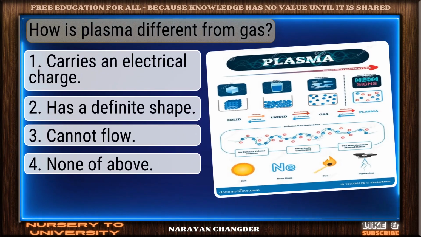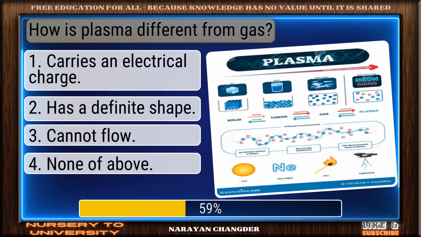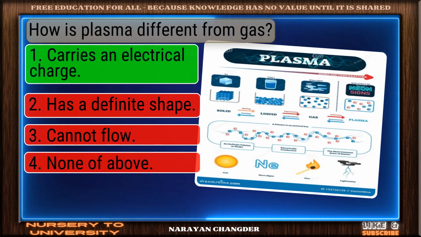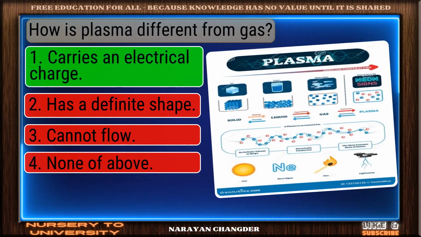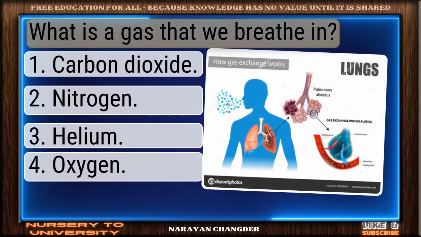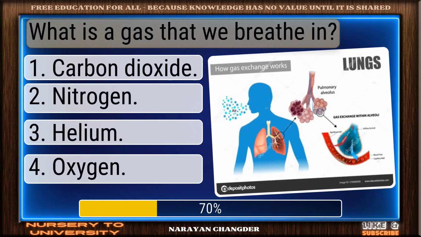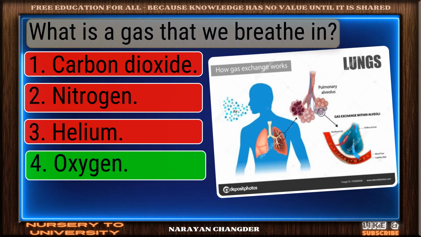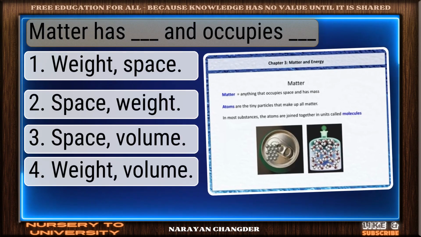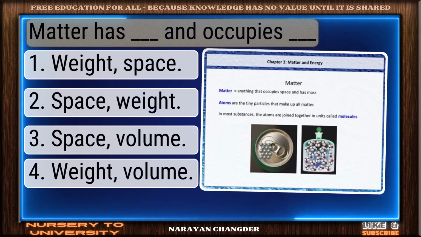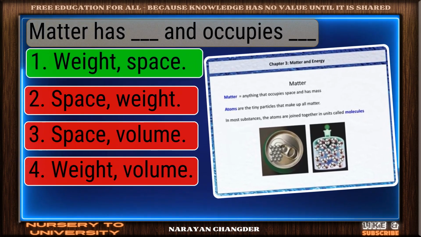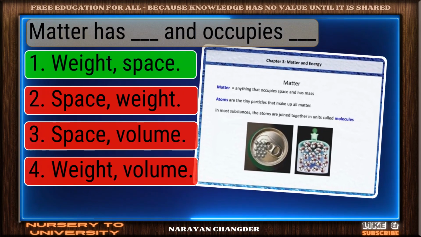How is plasma different from gas? Well picked. Carries an electrical charge is the correct answer. What is a gas that we breathe in? Nice selection. Oxygen is the correct and valid answer. Matter has dash and occupies dash. Strong choice. Weight, space is the right answer.